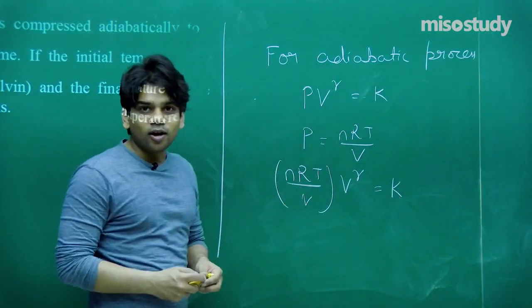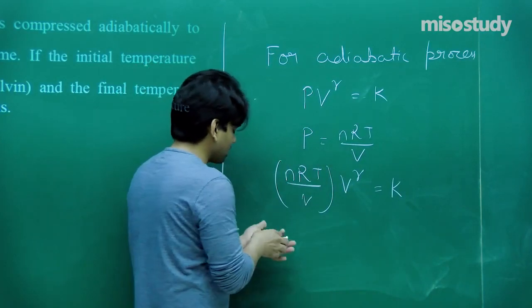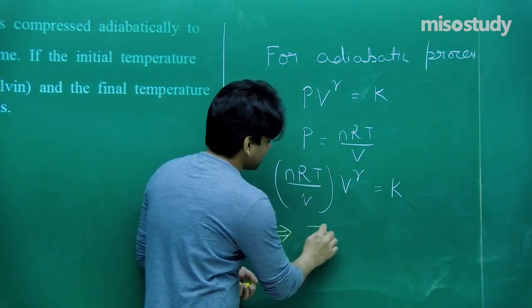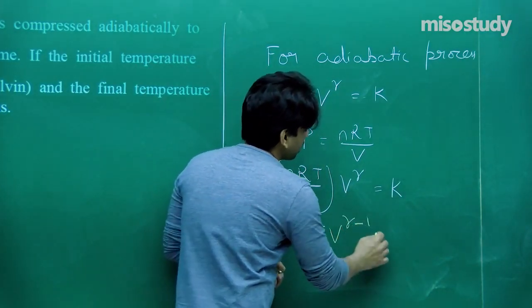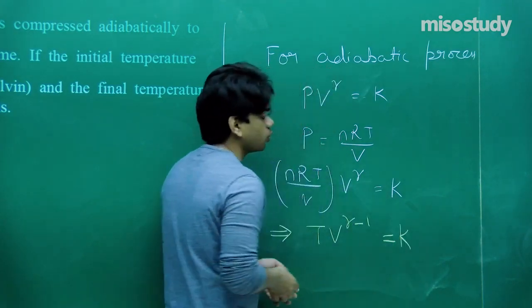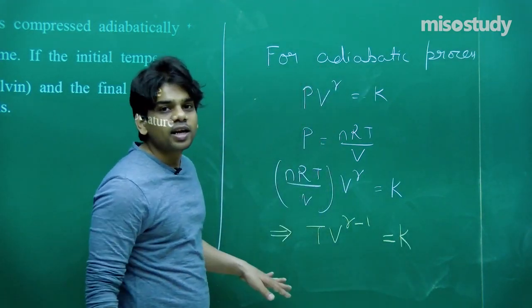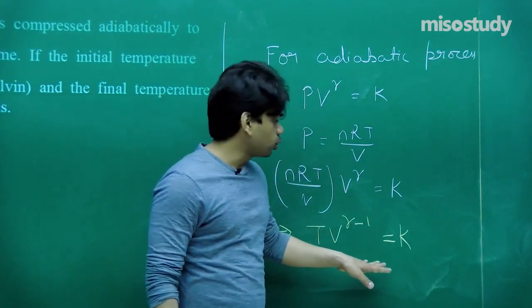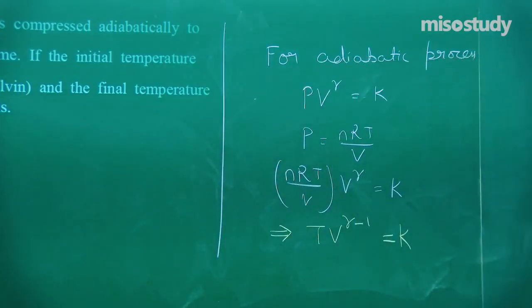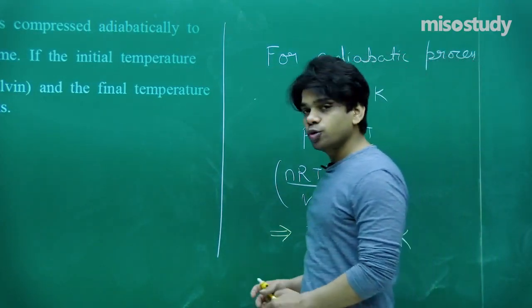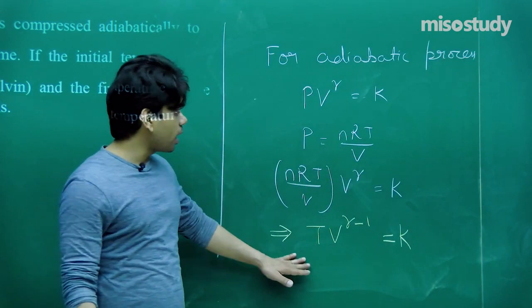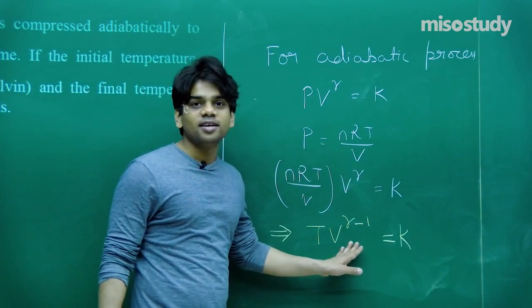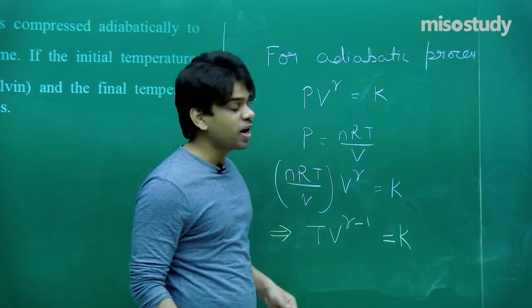N and R are constant, T you keep as it is, so we can write this as T V to the power gamma minus 1 is equal to constant. That is what we can conclude. So take note till here. Now after taking this down, we can use T V to the power gamma minus 1, and gamma for a diatomic gas is 1.4 or 7/5, you can use.